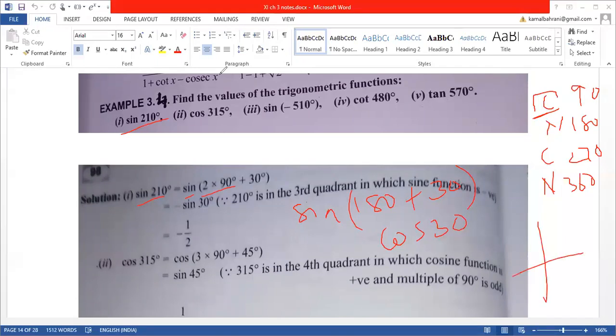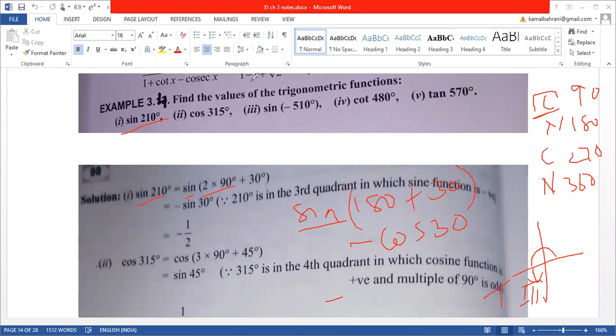Now 180 plus theta, where will it lie? This much is 180. 180 plus theta will lie in the third quadrant. Now in the third quadrant, what is positive? Only tan and cot are positive. And we are talking about sine. So it will be what? Minus cos 30. Now you know the value of cos 30. Cos 30 is what?